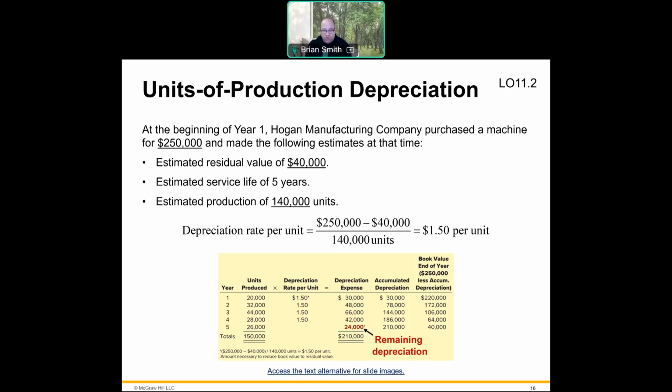And we're going to do that in every year, except in year 5, if we took 26,000 multiplied by 1.5, that would have given us too much depreciation expense. It would have made it to where our book value would have dipped below 40,000. We can't do that because we expect to sell this asset at 40,000.